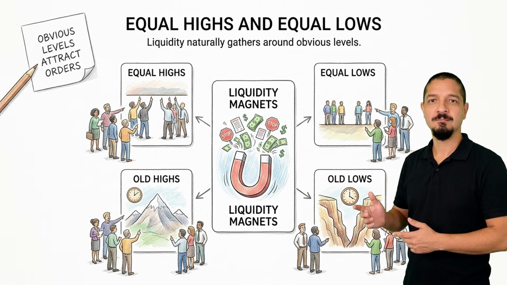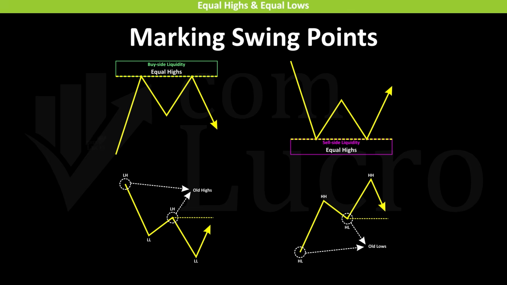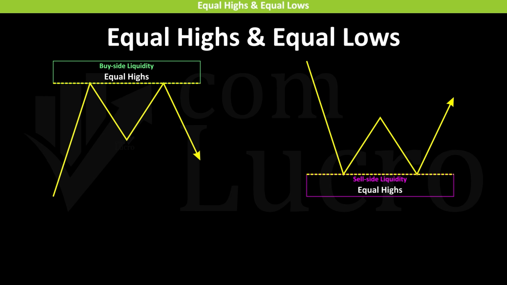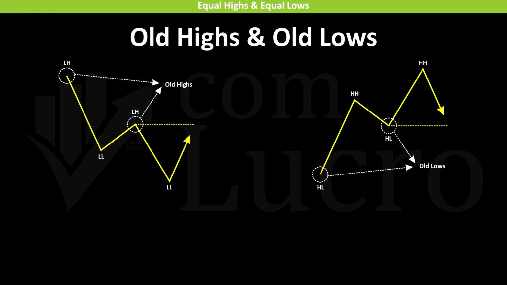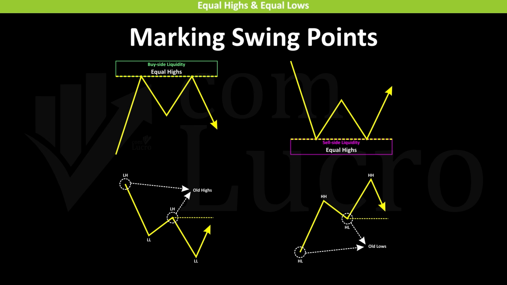Among these static liquidity zones, some formations stand out because they naturally attract large clusters of stop orders. This brings us to a very important distinction inside liquidity. So, what are equal highs, equal lows, and old highs and lows, and why do they matter? When we start marking swing points on real price charts, one important pattern quickly becomes clear. Some swing highs and swing lows tend to form close to each other, while others stand out on their own. This distinction allows us to classify highs and lows into two main categories.